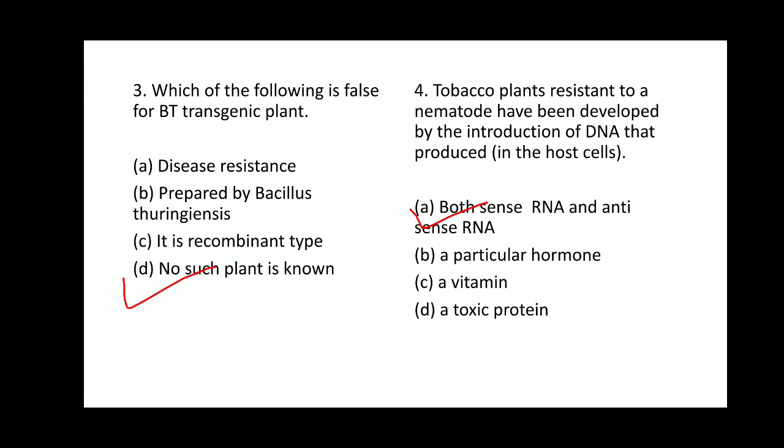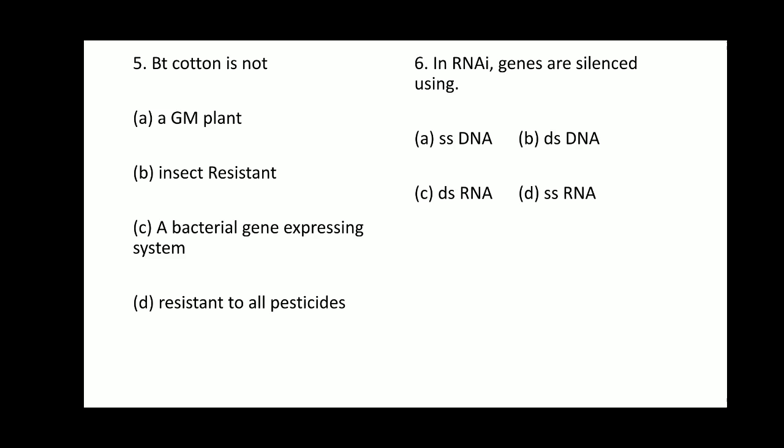Moving on to the next question, that is question number 5. Bt cotton is not a GM plant. It is not insect resistant, or it is not a bacterial gene expressing system. Option D, it is not resistant to all pesticides, which is the right option. Let us see one by one. Bt cotton is not a GM plant. No, it is false. It is a genetically modified plant.